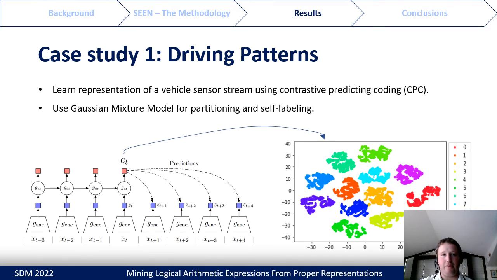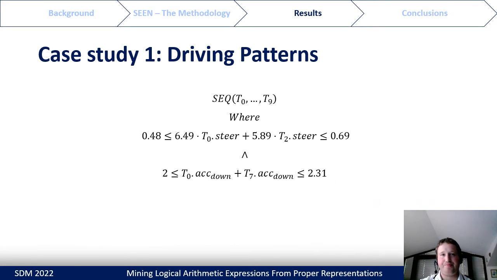The first experiment uses a stream originating from a vehicle sensor set. For the purpose of representation learning, I used contrastive predictive coding, which is a self-supervised method for learning data representations. Then, I used a Gaussian mixture model for partitioning the learned representation space. An example pattern generated by SIN is the following.